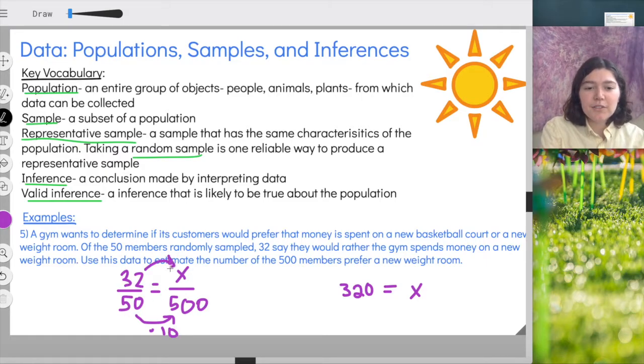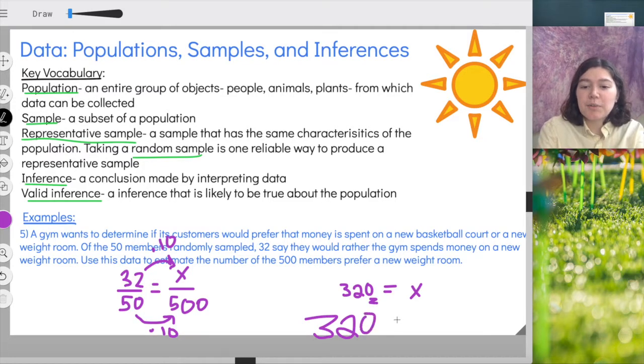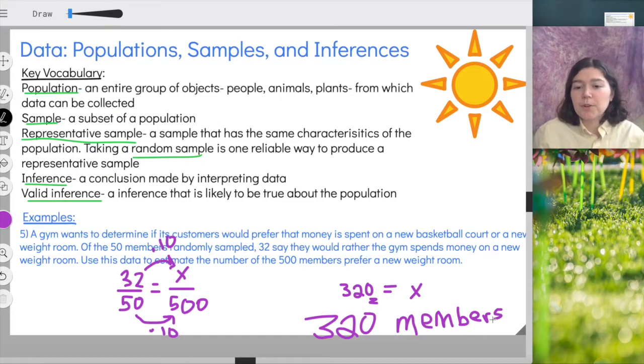So then if I want to figure out the equivalent numerator for an equivalent fraction like I have here, I would also need to multiply by 10, which again just means you're adding that 0. So 32 50ths is equal to 320 hundredths, meaning that we would estimate that there's 320 members who would prefer that new weight room. So again, I just set up a proportion and then solve that proportion.